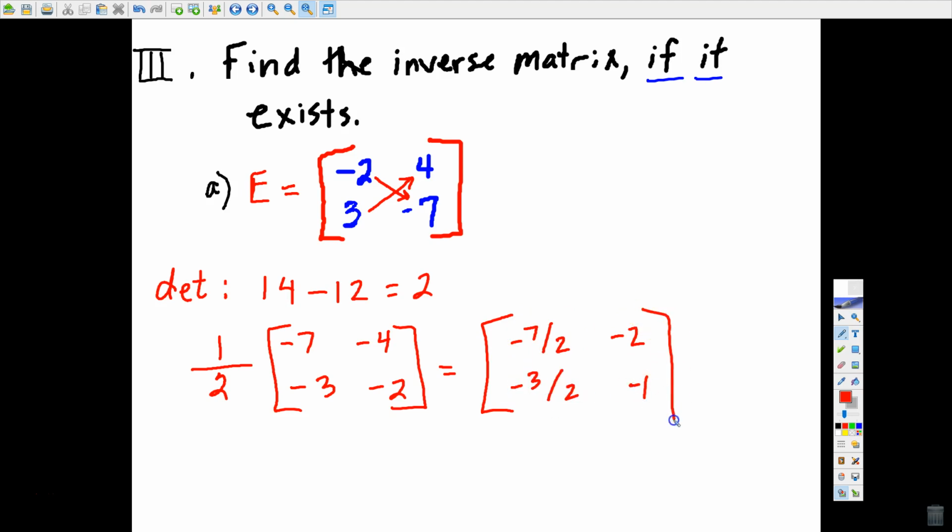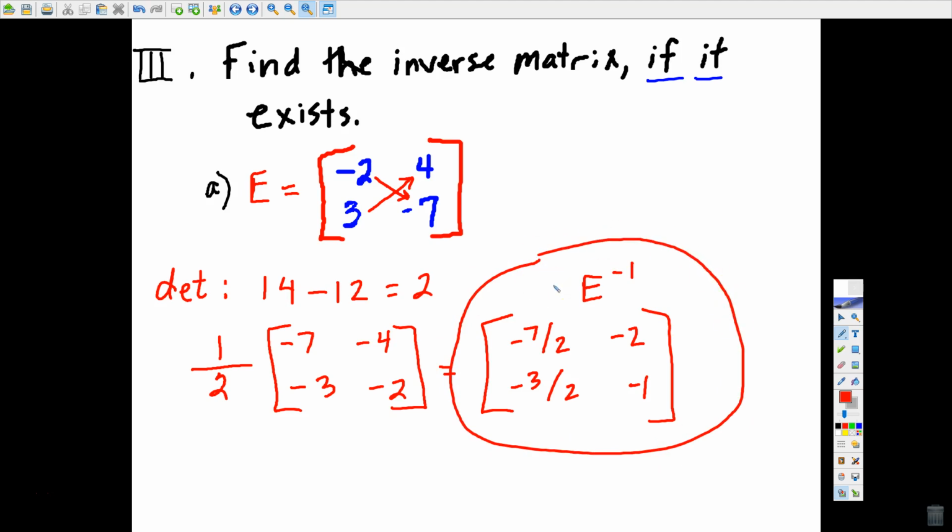So this is considered to be my inverse. If I were given a matrix called E, I'm going to call this the inverse of E, and that would be my final answer. Any questions on how to find the inverse of a 2x2 matrix?